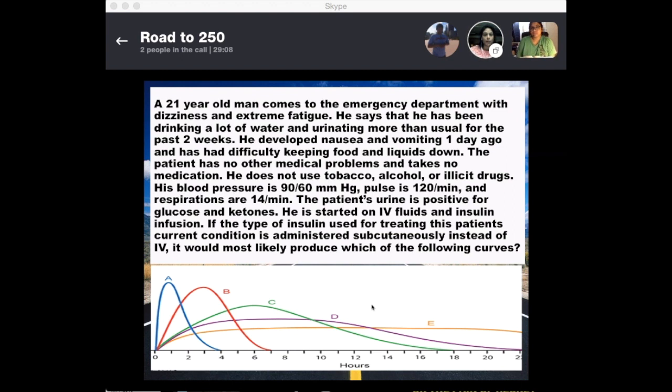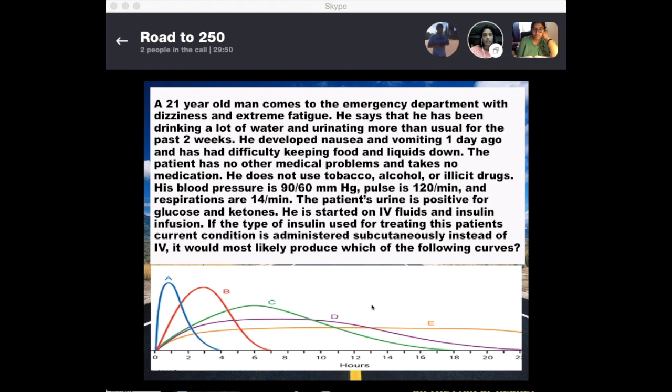A 21-year-old man comes to the emergency department with dizziness and extreme fatigue. He says he has been drinking a lot of water and urinating more than usual for the past 2 weeks. He developed nausea and vomiting 1 day ago and has had difficulty keeping food and liquids down. He has no other medical problems and takes no medication. He does not use tobacco, alcohol, or illicit drugs. His blood pressure is 90/60, pulse is 120, and respirations are 14 breaths per minute. His urine is positive for glucose and ketones. He is started on IV fluids and insulin infusion.